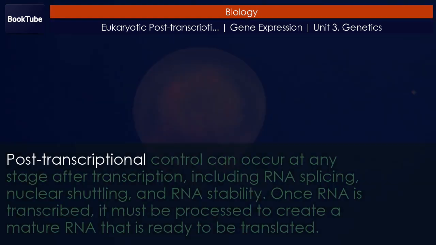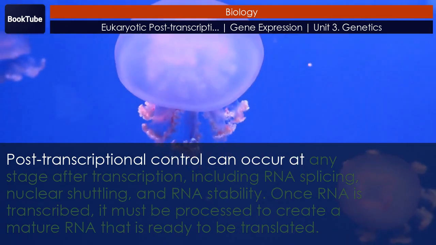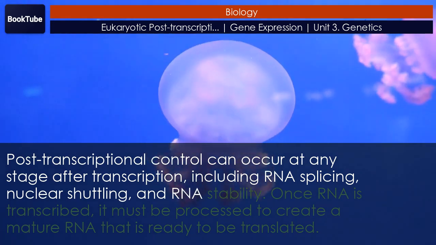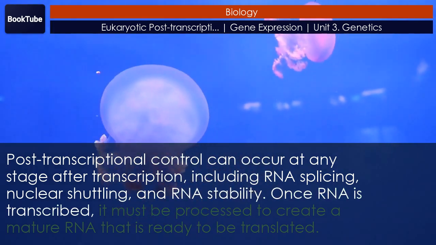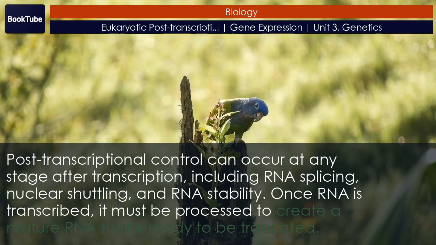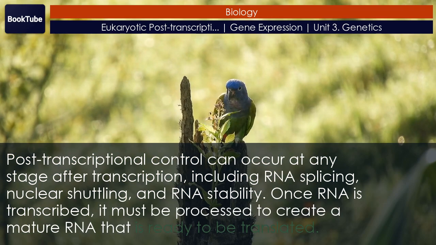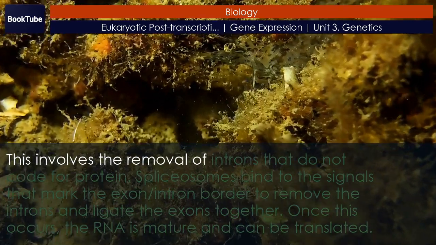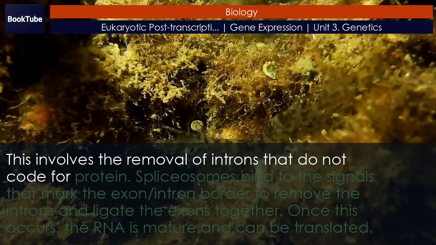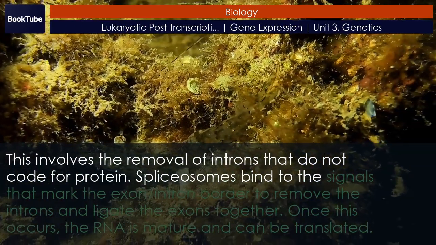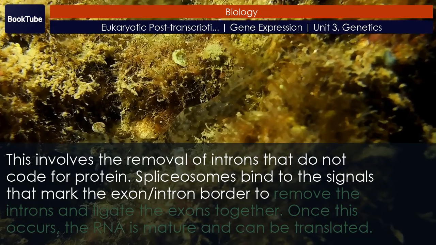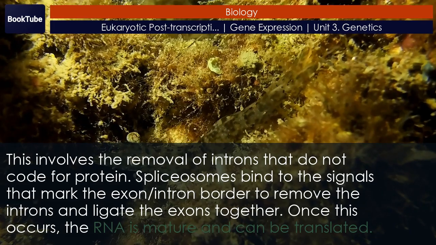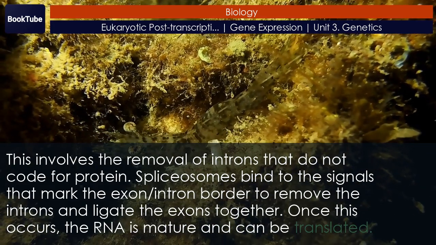Section summary. Post-transcriptional control can occur at any stage after transcription, including RNA splicing, nuclear shuttling, and RNA stability. Once RNA is transcribed, it must be processed to create a mature RNA that is ready to be translated. This involves the removal of introns that do not code for protein. Spliceosomes bind to the signals that mark the exon-intron border to remove the introns and ligate the exons together. Once this occurs, the RNA is mature and can be translated.